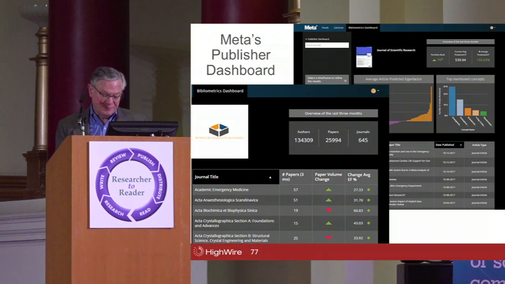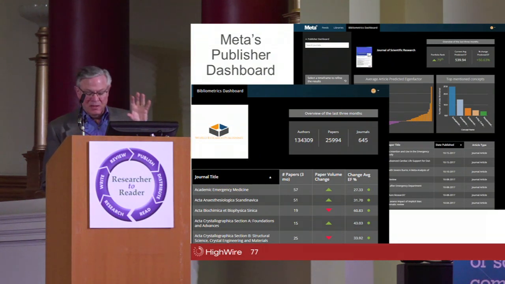So this first is one example of looking at journal performance. I'll show some others in a bit further on. Here, with a tool from Meta, that's a dashboard now in beta with eight of Highwire's publishers, and I believe with a number of others. Journal performance is looked at more in real time, showing a three-month rolling window rather than the years-long lag that you get by looking at impact factors.